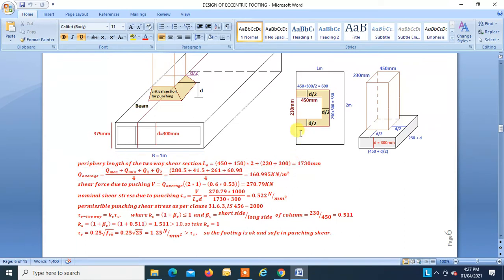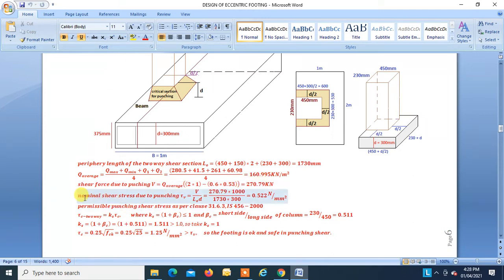Now we want to find the shear force that this section has to take, right? Simple, the shear force due to punching will be equal to Q average into the area outside the critical section of punching shear stress. How to find that area? Simple, total area minus this area. That is what I have done, into Q average. So that shear force is found to be 270.79 kilonewton.